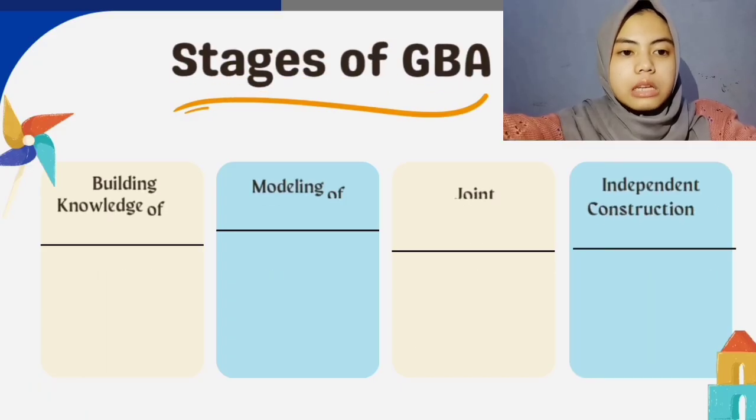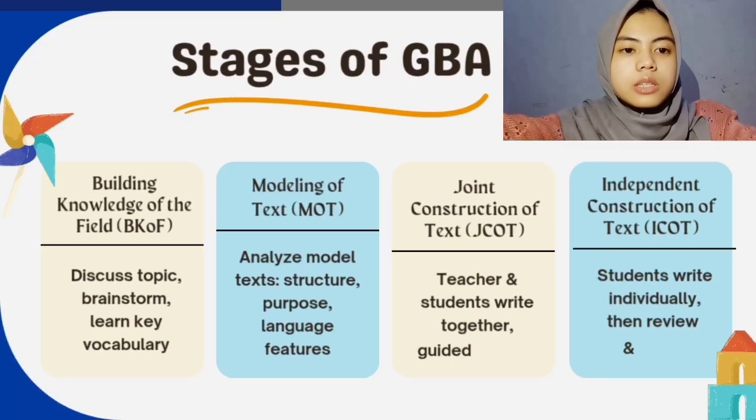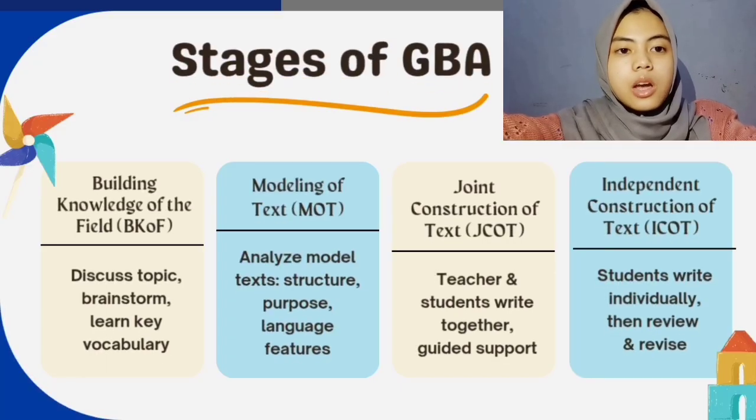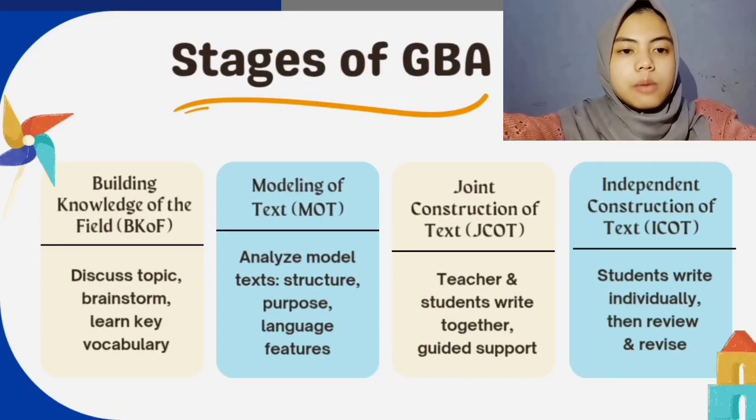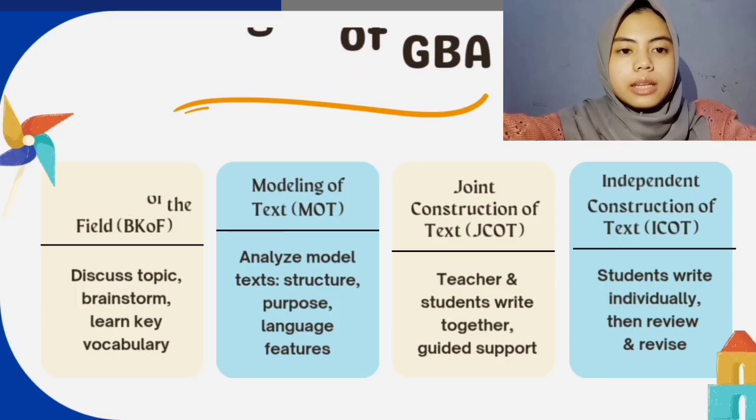And the fourth stage is independent construction of the text. Students write their own text individually, then review and revise based on the teacher's and peers' feedback. Through these stages, students move step by step from understanding and analyzing text to producing their own writing independently.